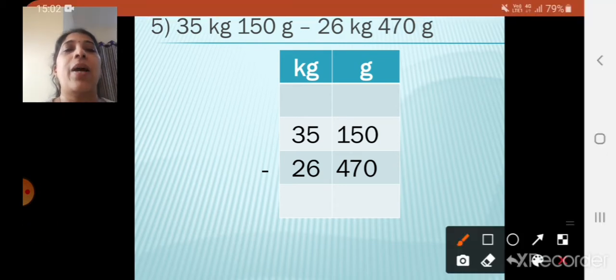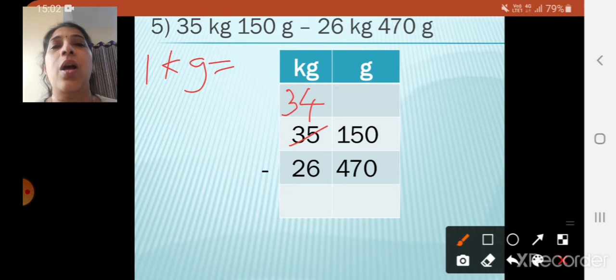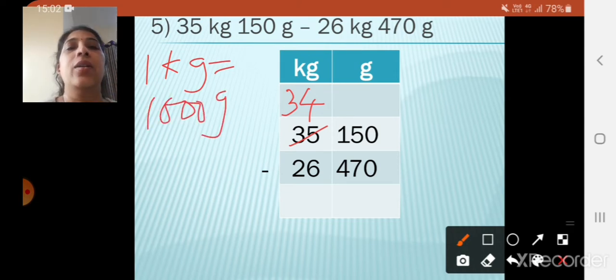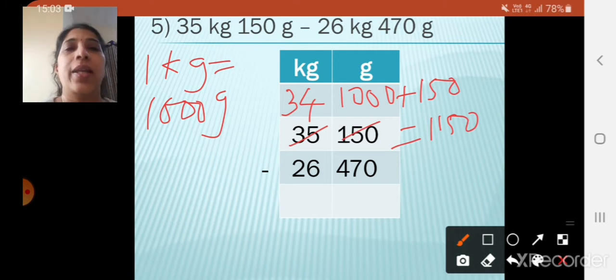Now 150 minus 470. You cannot subtract 150 from 470 because it's a smaller number. So you are going to borrow 1 from 35. So in place of 35, it will become 34. Right? Now 1 kg is equal to how many gram, children? 1000 gram. Right? So what you will do? You will write 1000 plus 150. So how much you got? 1150. Right?